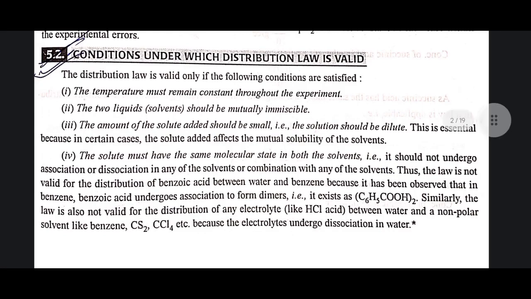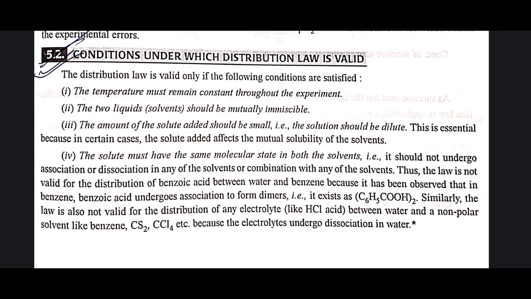Conditions under which the distribution law is valid. The distribution law is valid only if the following conditions are satisfied. First, the temperature must remain constant throughout the experiment. Second, the two liquids should be mutually immiscible. Third, the amount of the solute added should be small, that is, the solution should be dilute.